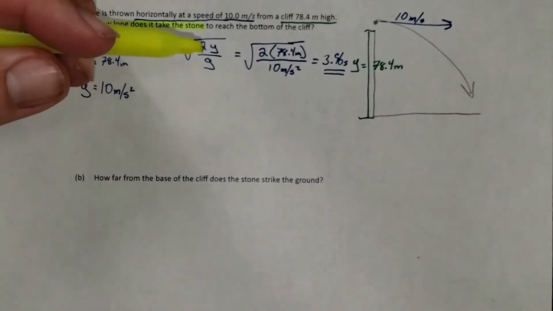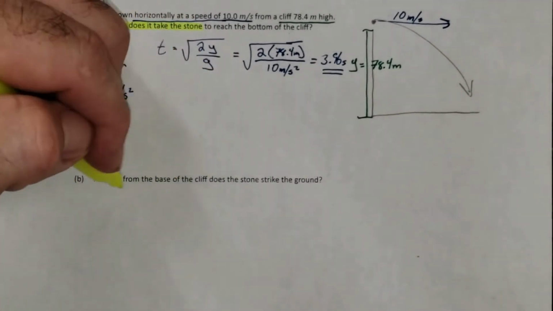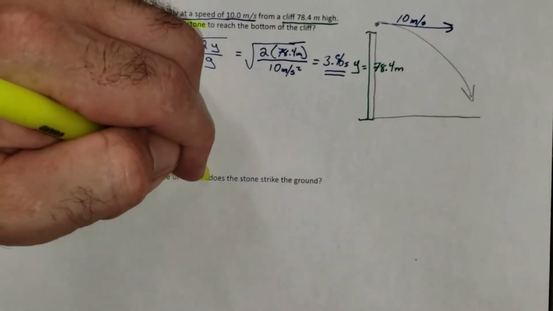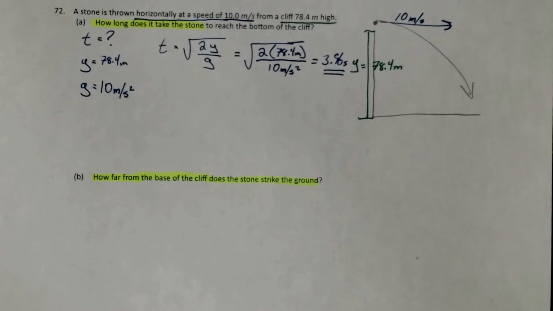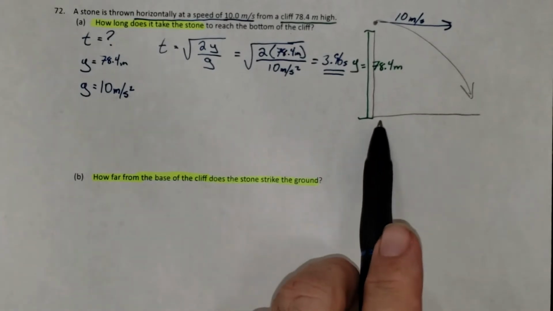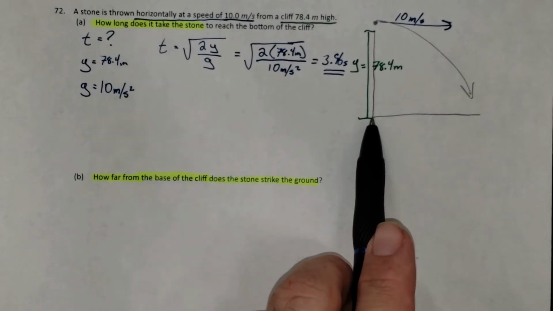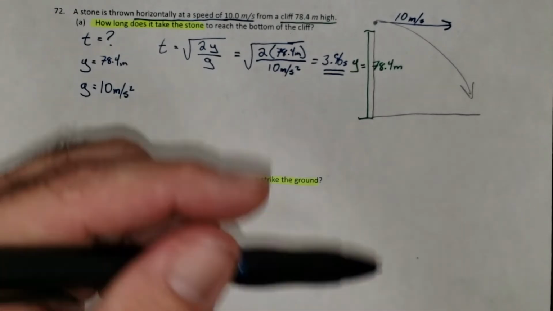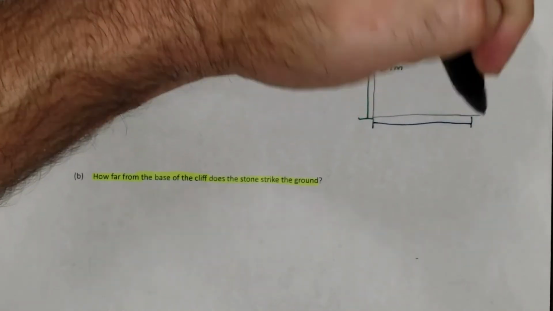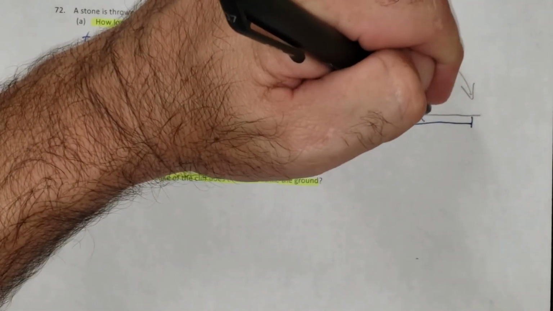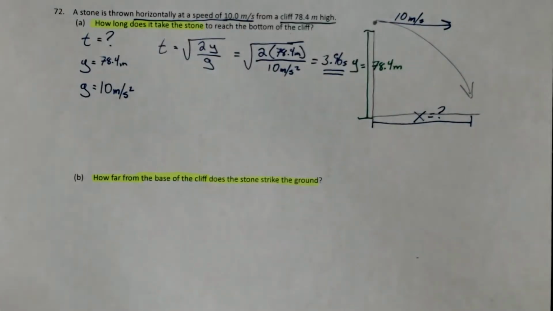For part B of this question, if we do the same process again, first thing that we need to figure out is what is our unknown. So how far from the base of the cliff does the stone strike the ground? So this time we're looking for a distance, namely how far it's going to be from here to here. So this is going to be x, and x is going to be unknown.